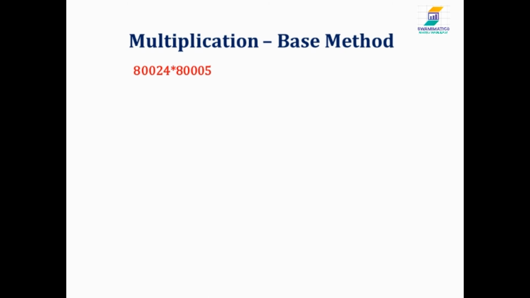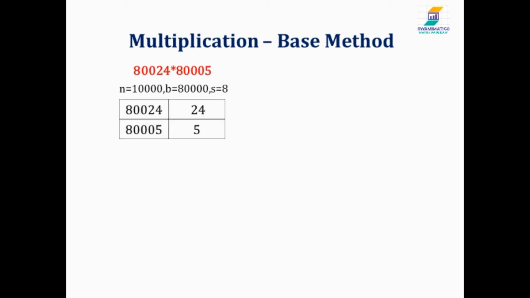I have taken two 5-digit numbers. Right, as usual, the numbers are 5-digit numbers. So I take the normal base as 10,000, working base as 8,000. So the sub base is 8. As usual, the numbers are listed one below the other. The difference is given on the right side of the number. The cross operation gives 80029 and 24 into 5 is 120.